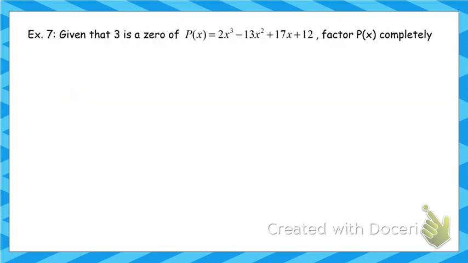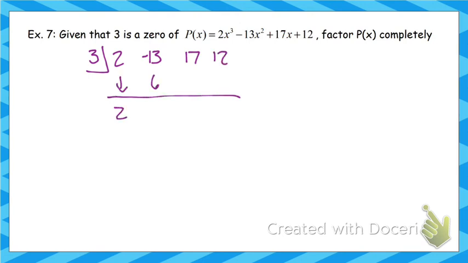So this tells us that 3 is a 0 of this polynomial. Okay, that means that this graph is going to cross the x-axis or touch or bounce at the x-axis at 3. So what we're going to do is we're going to do synthetic division with the number 3 in the box. So let me write my coefficients. All right, I'm going to bring down my first number. I'm going to multiply, I'm going to add. I'm going to multiply, add, multiply, and add. And I get 0 as a remainder.